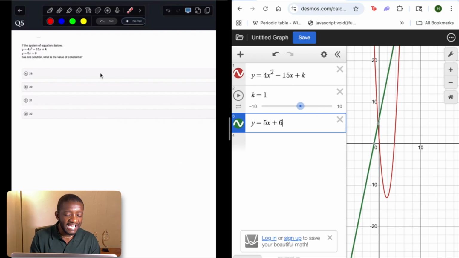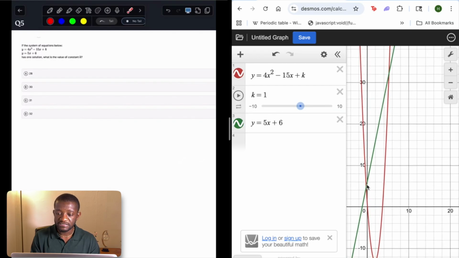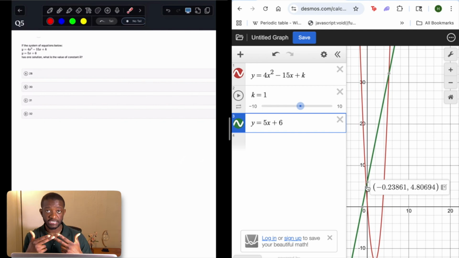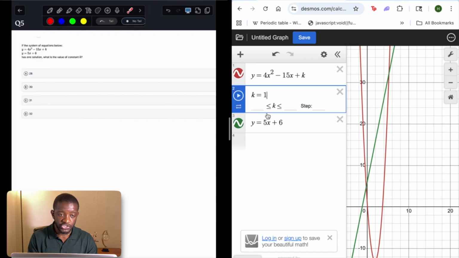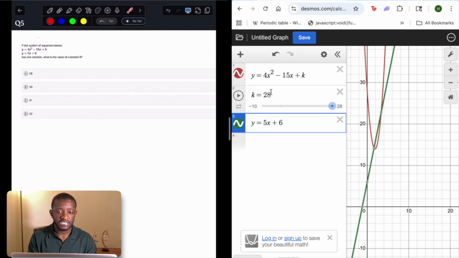So they're saying that it has one solution. Right now, if k equals 1, well, you can see that it has two solutions. Because remember, in the system of equations, the solution is where the two functions intersect, right? So if they're intersecting at 2 points, it means that you have two solutions there, right? So this is not the correct value of k that you're looking for. So what you're going to do is try the different values they give you. Let's try 28. Well, it looks like it's at 2 points here, right? So it's like 1, 2. So that's not it, right?